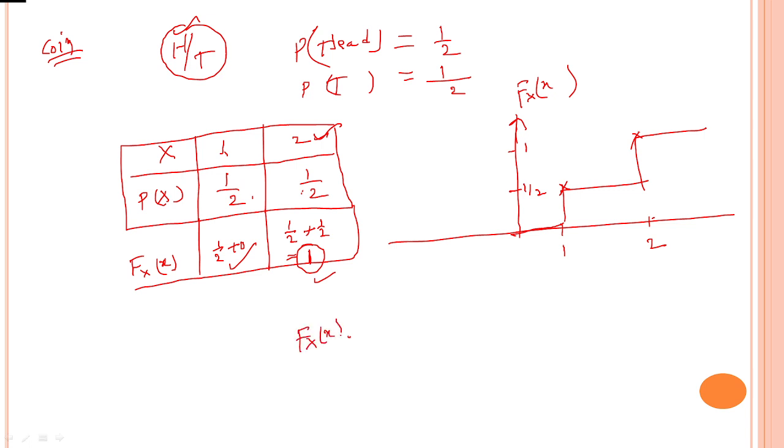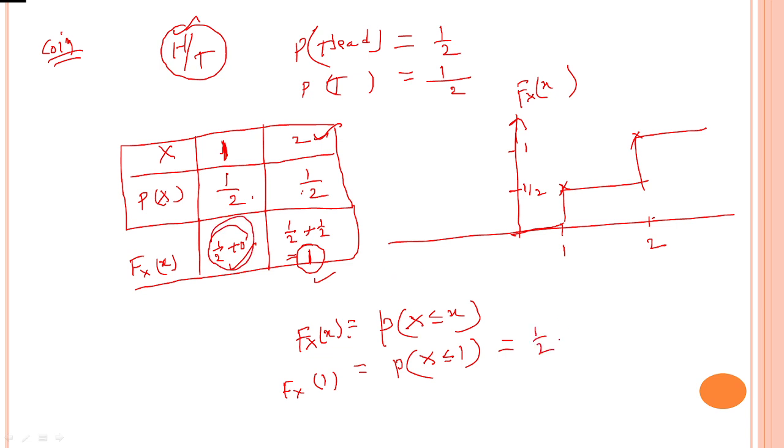of x. F of x is equal to probability of x less than or equal to x. This is the mathematical equivalent. If you consider F x of 1, the first outcome, that is equal to P of x less than or equal to 1. What is there at x less than 1? Only one outcome is there here. So the corresponding probability is 1 by 2 only. Plus there is no previous, less than 1 there is no value.